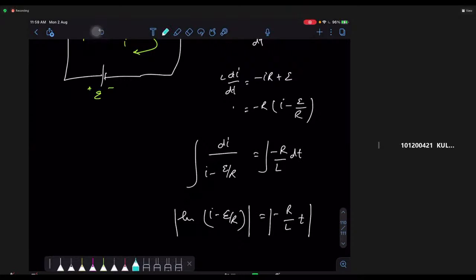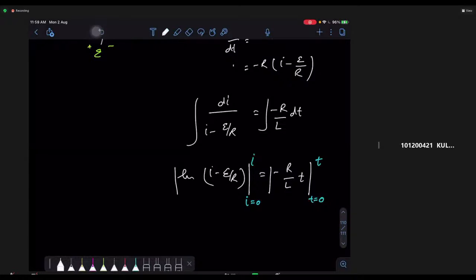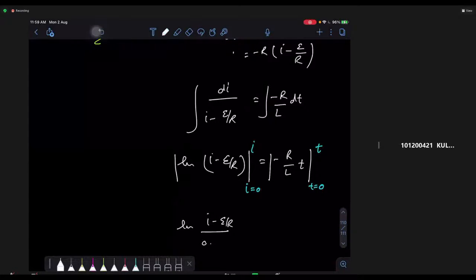In the beginning, how much is the current, beta? In the beginning, we have assumed there is no current. So at any time T, let's say the current is I. So we get log of I minus E by R divided by minus E by R, and on this side you have minus R by L T.